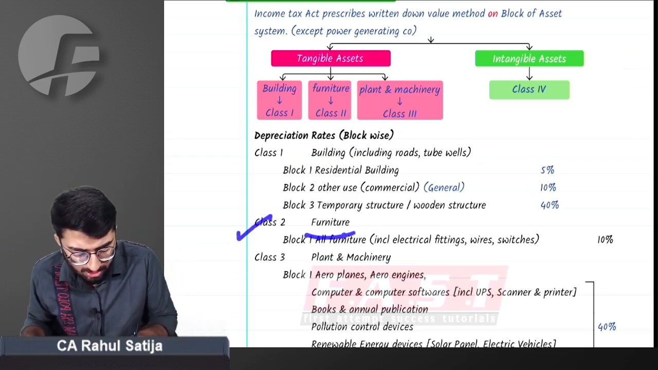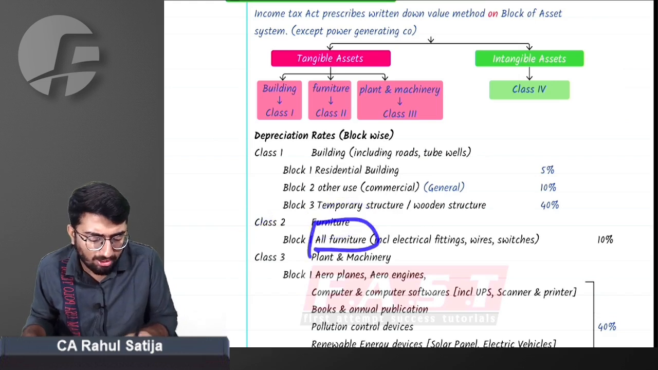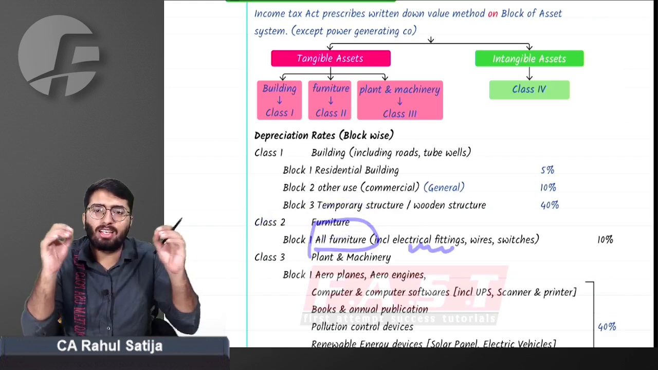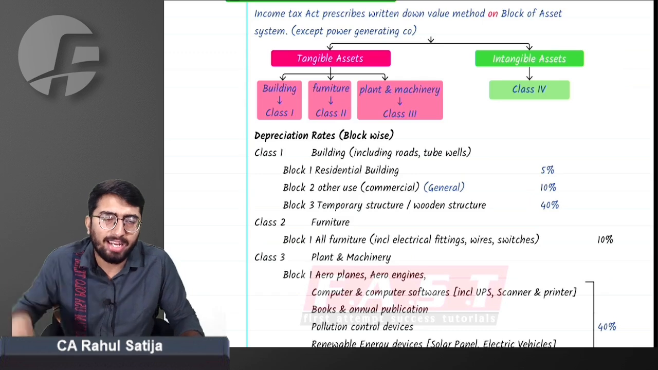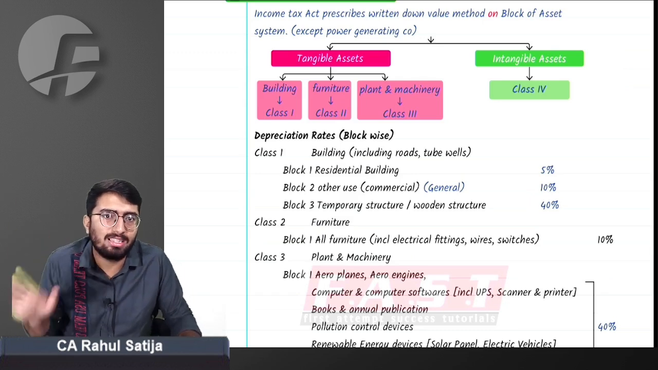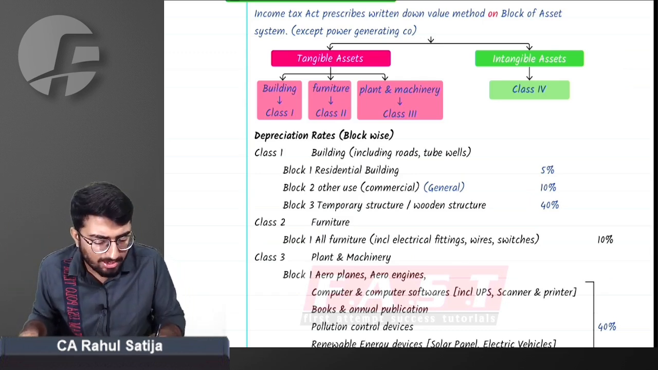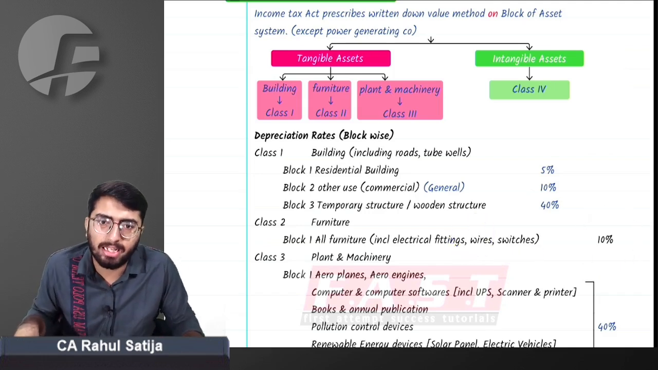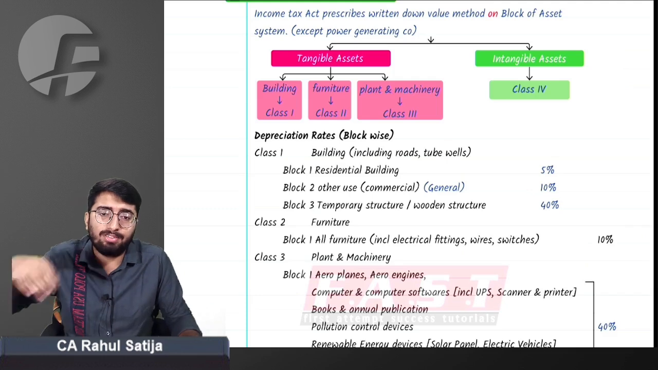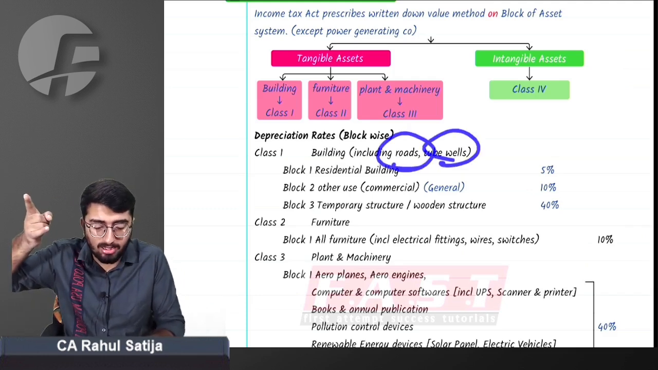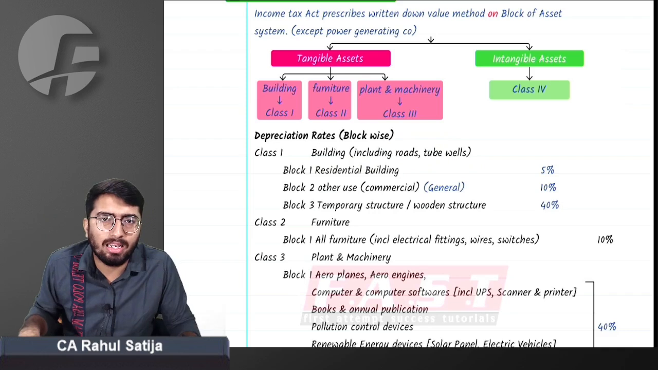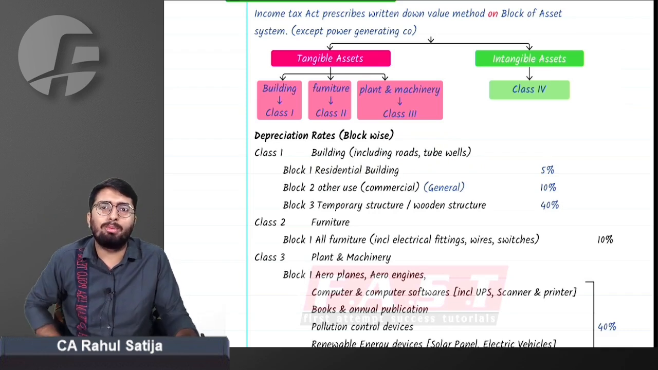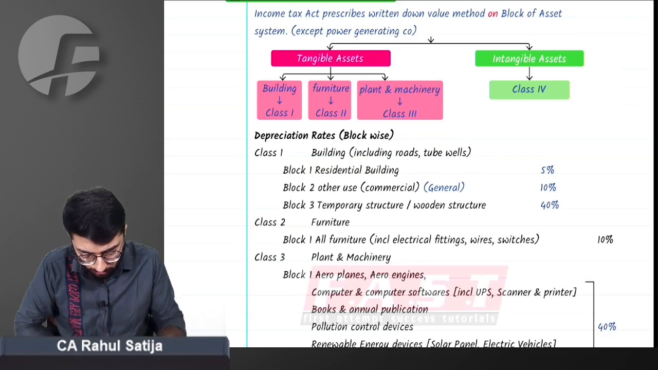We have the second class called furniture. All kinds of furniture, including electrical fittings, for example, any kind of wires, boards and lights, will be considered as furniture. Along with that, wires or any kind of switches will be chargeable to depreciation at the rate of 10%. Even roads and tube wells are chargeable under the head building. Depreciation is chargeable on these roads or buildings under the head building.